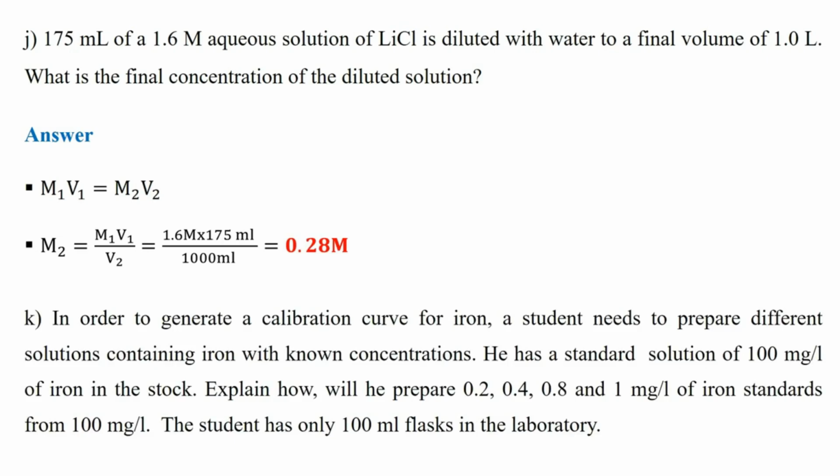Let's see question K. In order to generate a calibration curve, which is the last, for iron, a student needs to prepare different solutions containing iron with known concentration. The student has a standard solution of 100 milligram per liter of iron in the stock. Explain how he will prepare 0.2, 0.4, 0.8 and 1 milligram per liter of iron standards from 100 milligram per liter. The student has only 100 milliliter flasks in the laboratory.